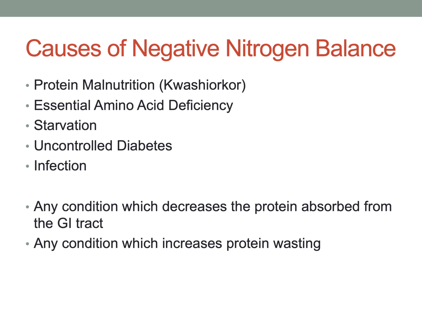But so what sort of things could cause a negative nitrogen balance? And again, this is stuff you need to know for your USMLE. So protein malnutrition, right? If your intake is not enough protein, you're going to be in a negative nitrogen balance. If you have an essential amino acid deficiency, starvation is going to put you in a negative nitrogen balance. Uncontrolled diabetes will put you in a negative nitrogen balance. Infection will put you in a negative nitrogen balance.